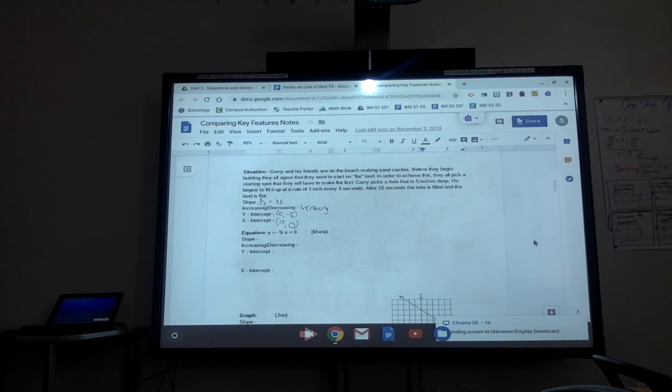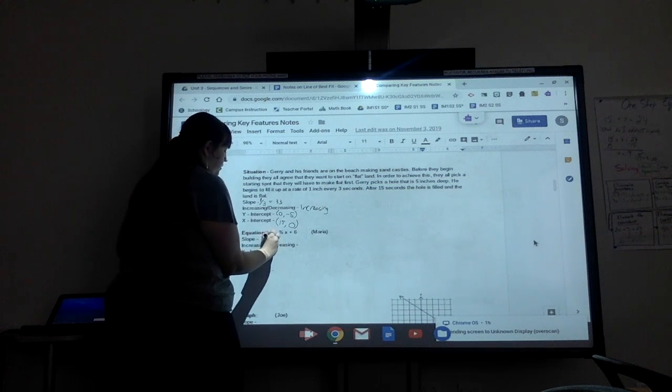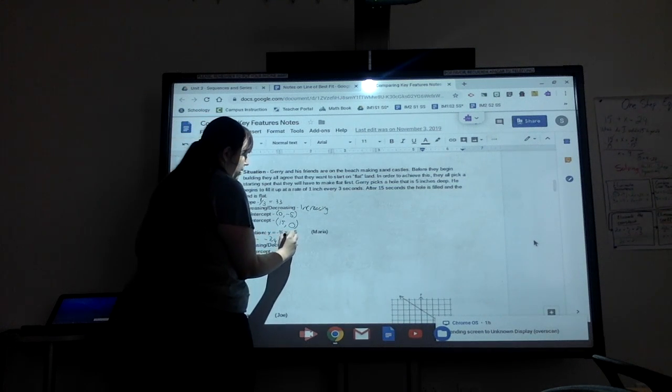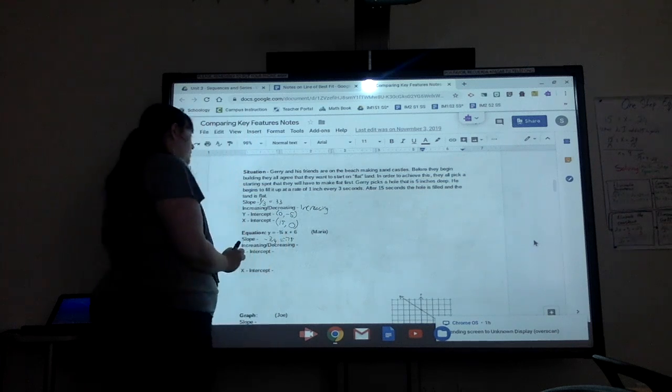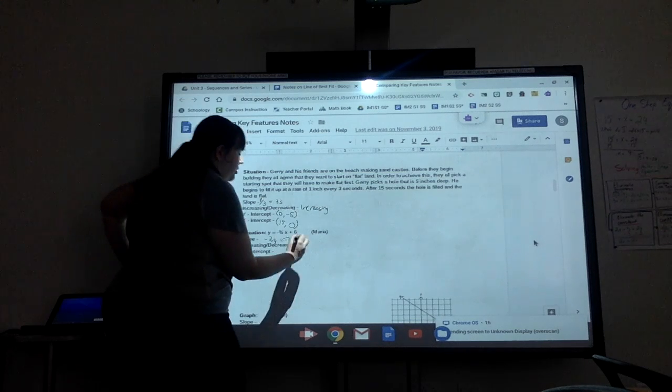Right, so then I have to do it for Maria's equation. For Maria, she has an equation, and that's really easy for slope because it's just the number in front of x. So her slope is negative 3/4, which in a calculator is negative 0.75. Is she increasing or decreasing? Well, her slope is going down, meaning that she's decreasing. So she's removing dirt.